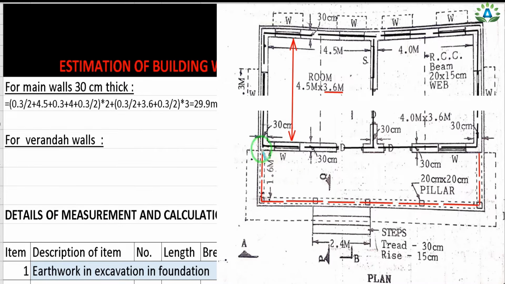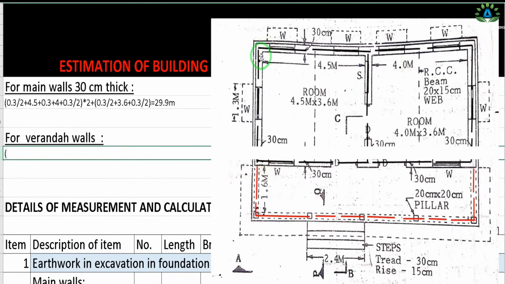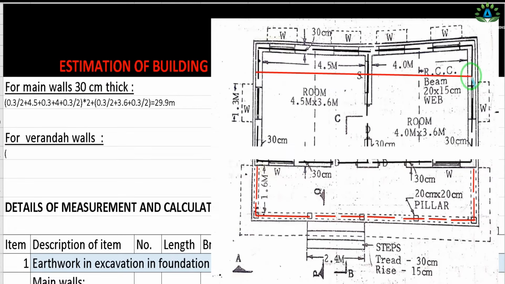So for this we need to calculate the total outer to outer distance of this wall. So now we are going to calculate the total outer to outer dimension from this side up to this side, and then we will subtract this small projection that is of 0.2 by 2 and this small projection that is also 0.2 by 2, because the width of this wall is 20 centimeter.